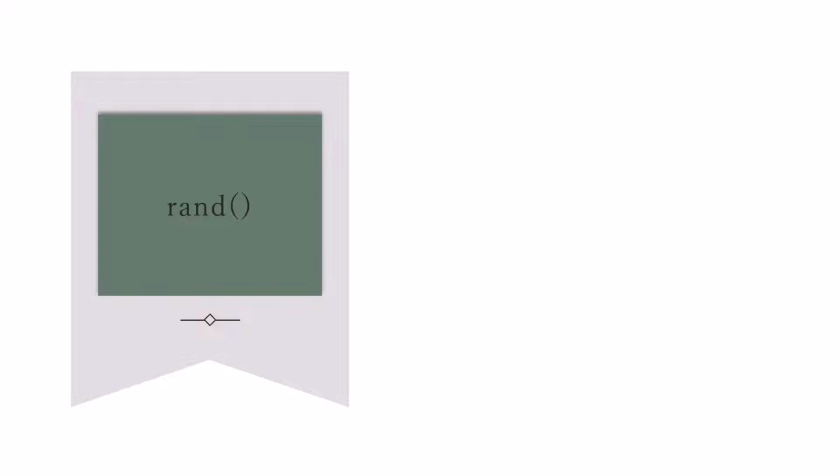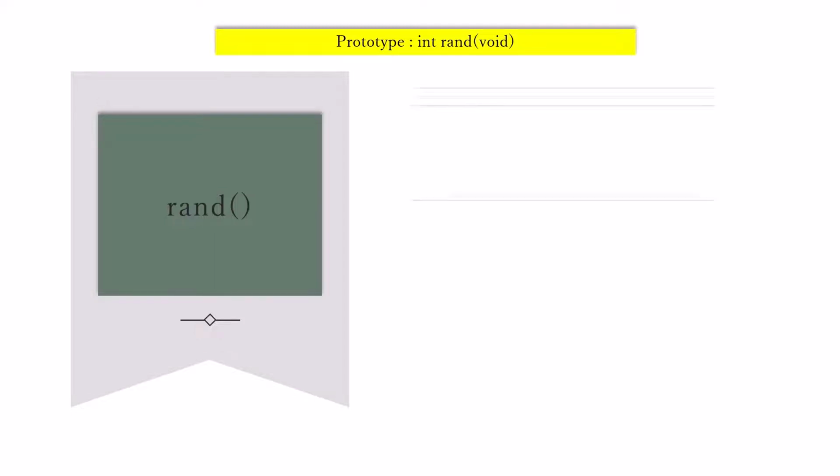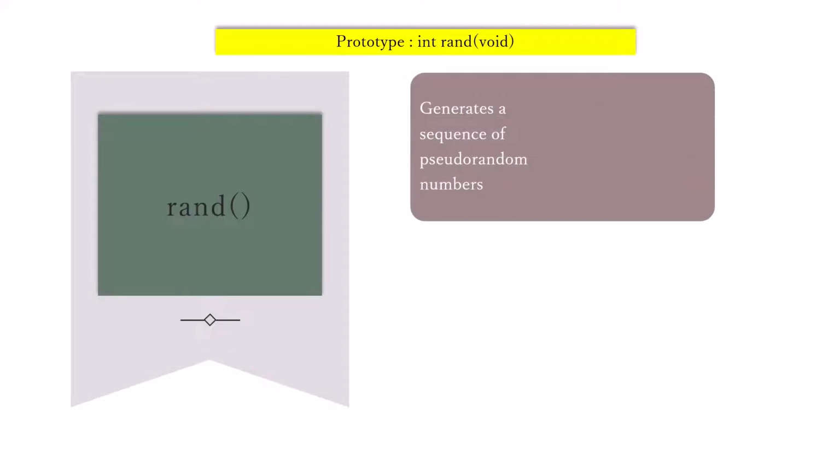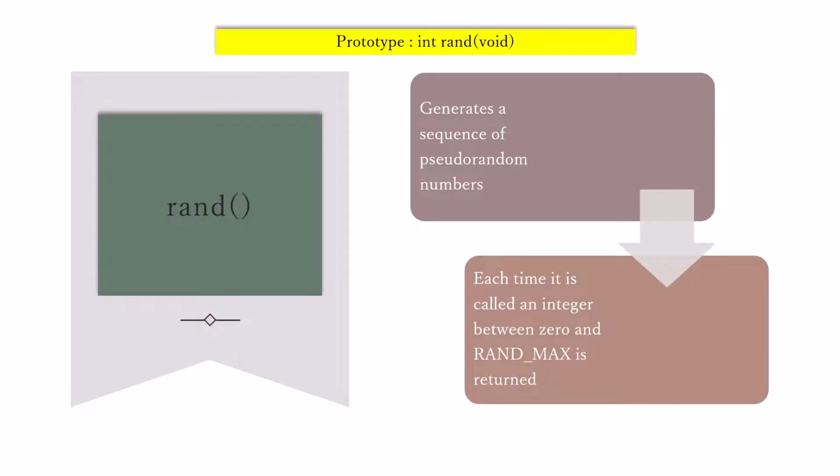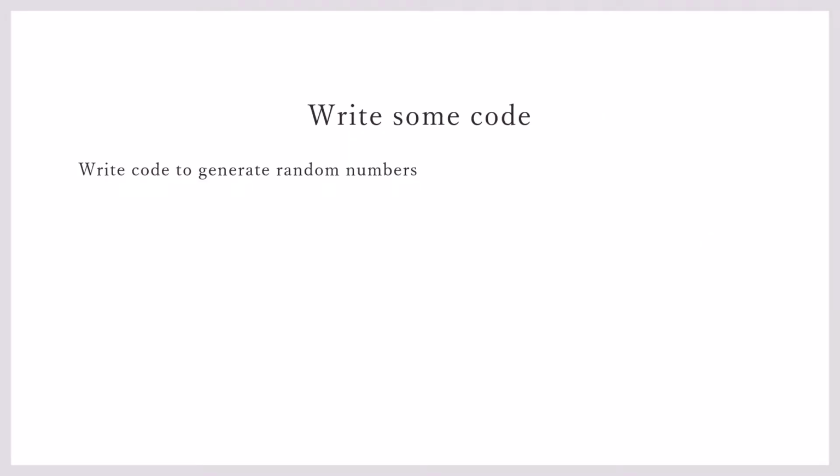Coming now to rand, the prototype you can see returns an integer, taking no arguments, and generates a sequence of pseudo-random numbers. Each time it is called, an integer between 0 and RAND_MAX is returned. What the value of RAND_MAX is, is implementation defined. Now write code to generate random numbers.